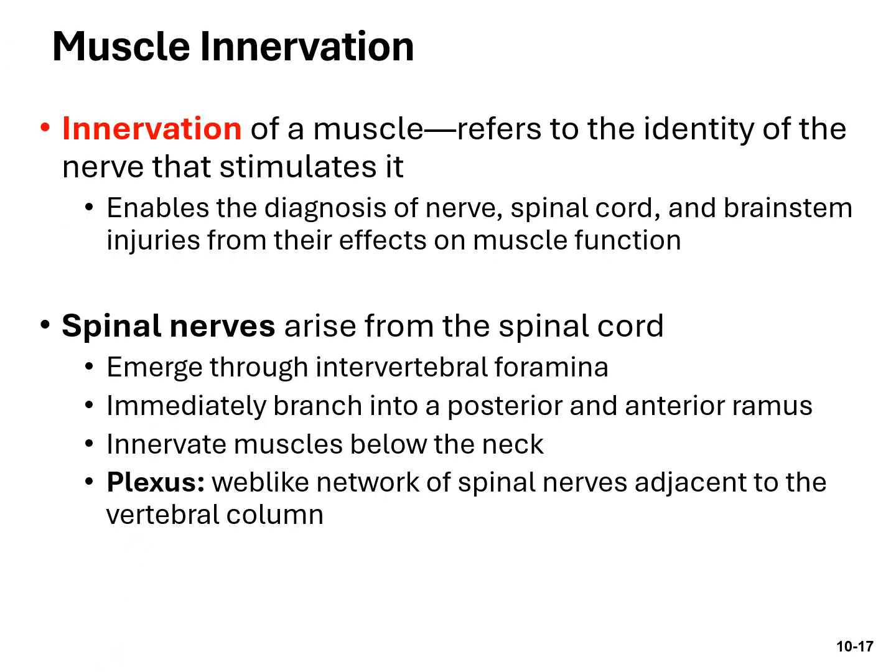And finally, what's an innervation? An innervation of a muscle refers to the identity of a nerve that stimulates it. It enables the diagnosis of nerve, spinal cord, and brainstem injuries from their affected muscles. So if you are in a hospital and you have nerve damage, you can just ask somebody to move their arm. And if they can't move their arm, you know what part of the brain might be damaged. So you can see all these different types of diagnostic benefits by knowing innervations of particular muscles and particular muscle groups.